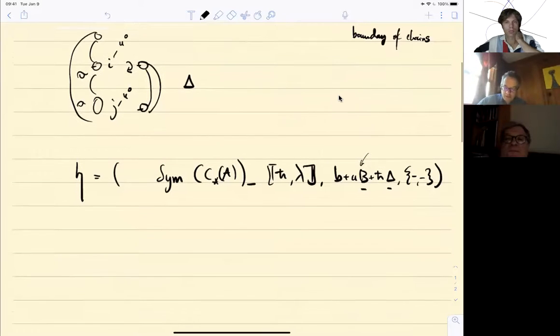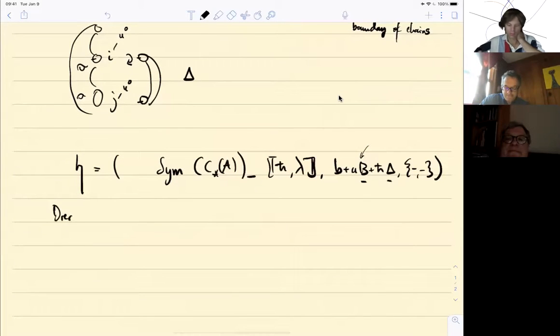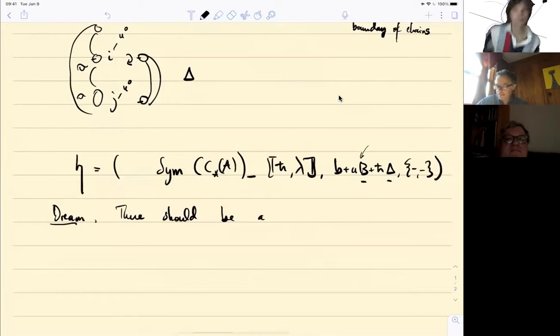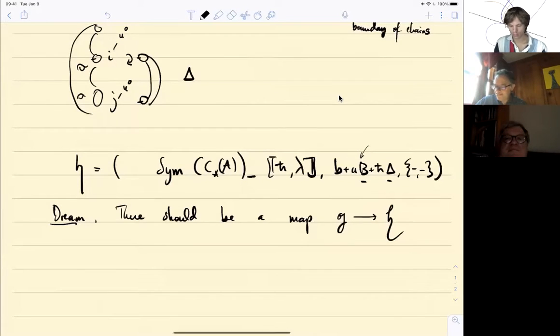Now, our dream would be that there should be a map from G to H, which I would call rho A, which respects the DGLA structures.